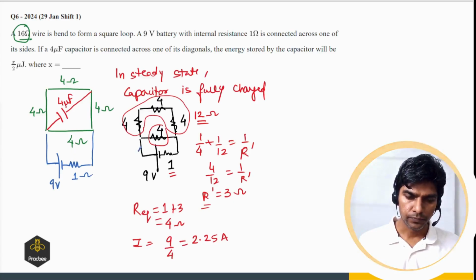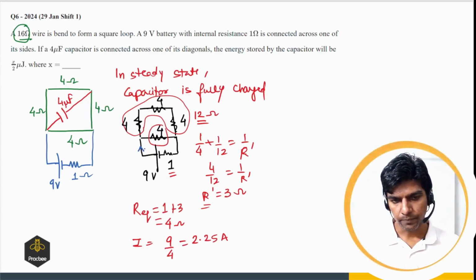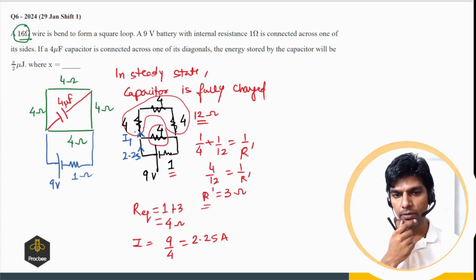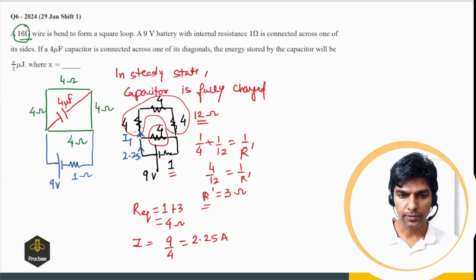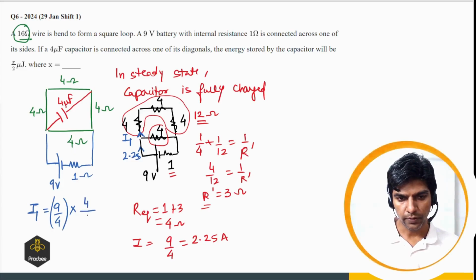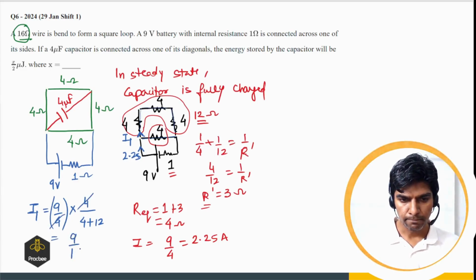Now this 2.25 ampere current will split up into 2 branches. So let us take this branch; let this current be I1. And we know that when we have 2 parallel resistors, the current will divide in the inverse ratio of the resistances. So I1 will be equal to 9 by 4, that is the total current, times 4 divided by 4 plus 12, where 4 is the resistance of this branch and 12 is the resistance of this branch. So this comes out to be 9 by 16.